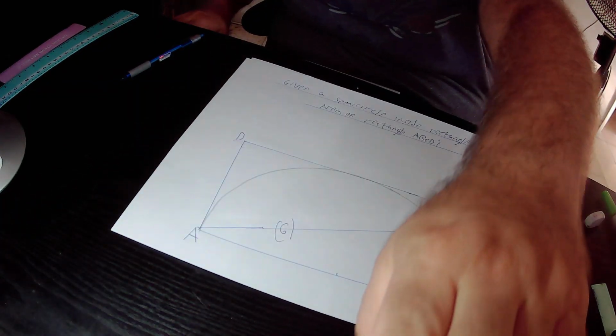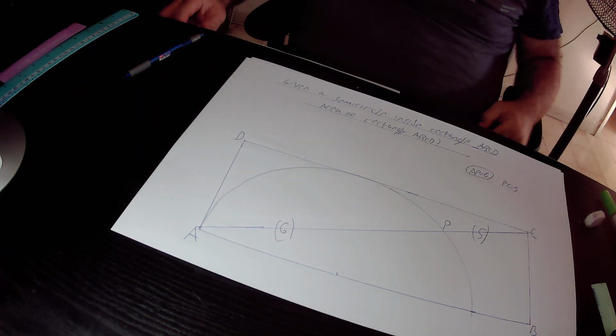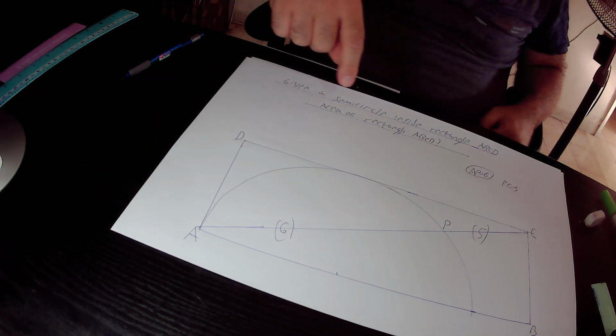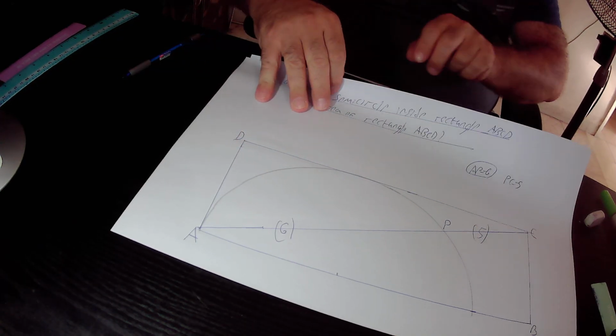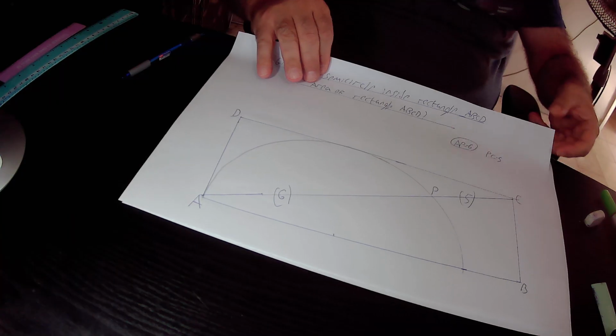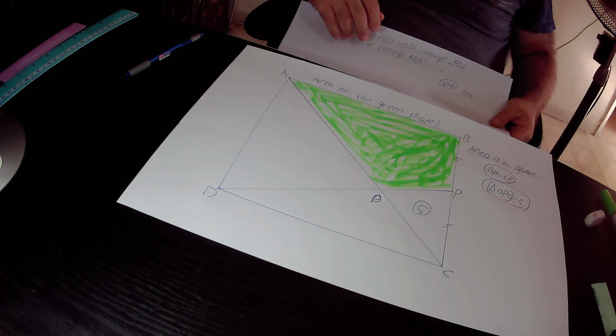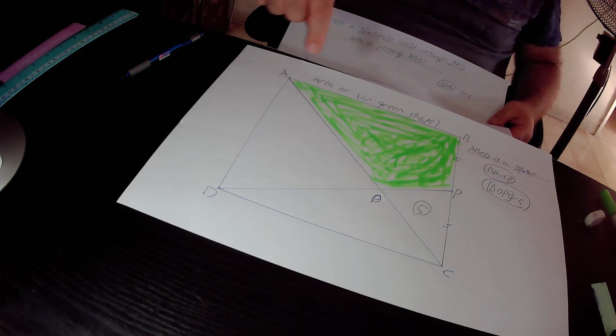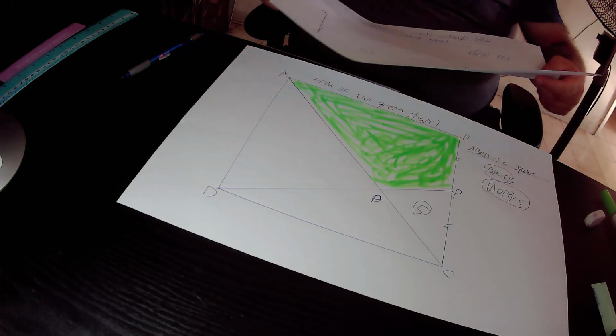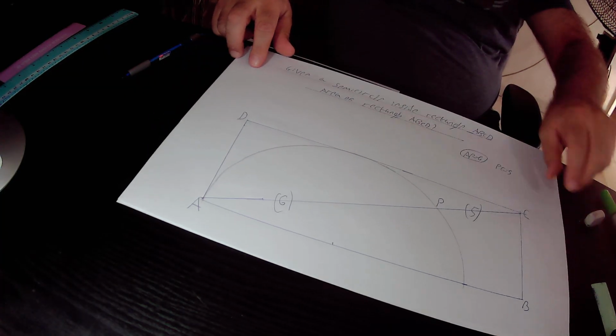Hello, in this lecture we'll answer two questions. In the first question, we will find out the area of this rectangle ABCD, and in the second question, we will find out the area of this vein shape that is inside square ABCD. So, let's start with the first question.